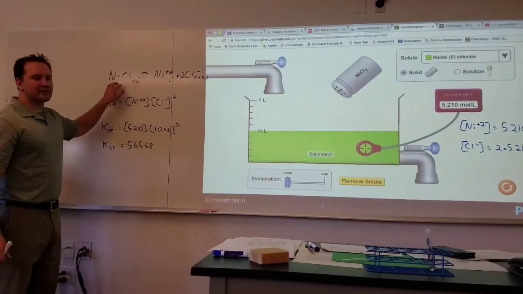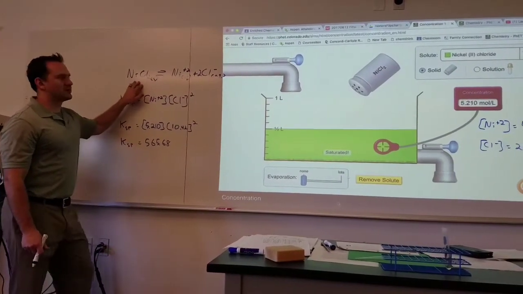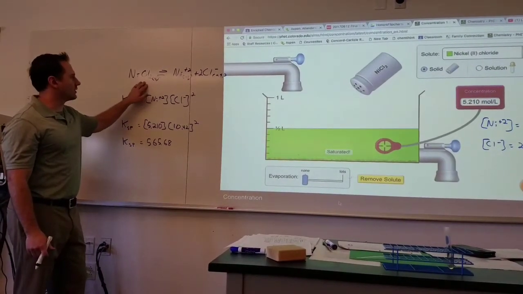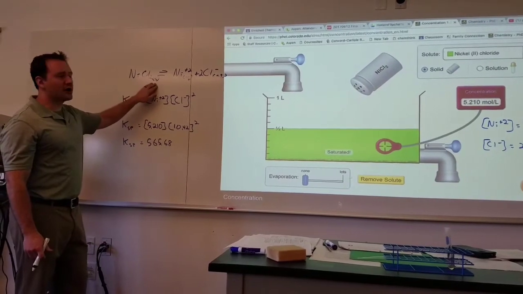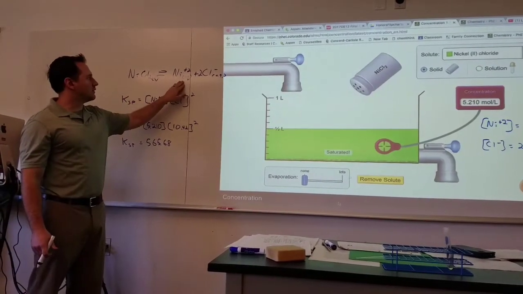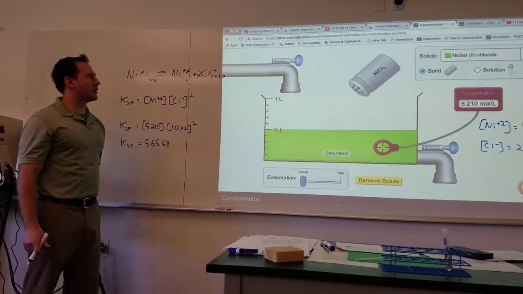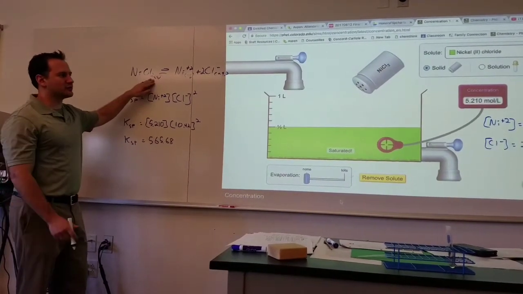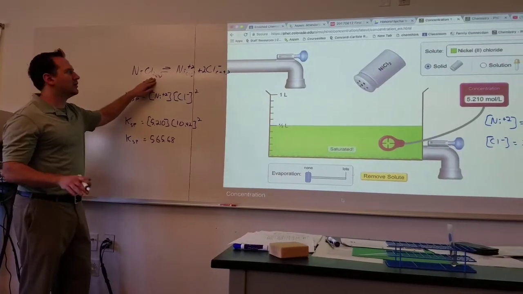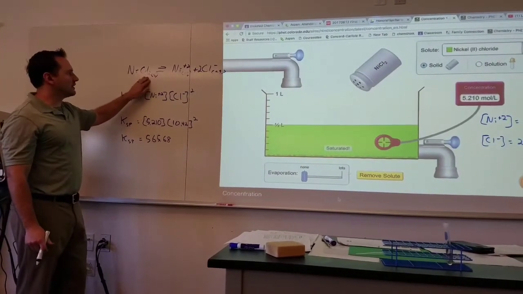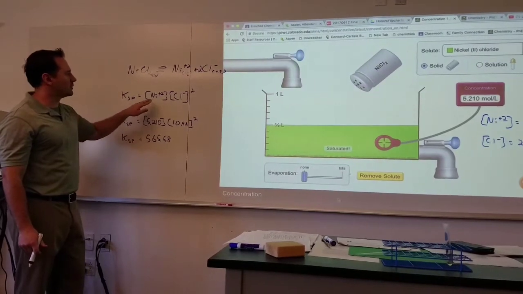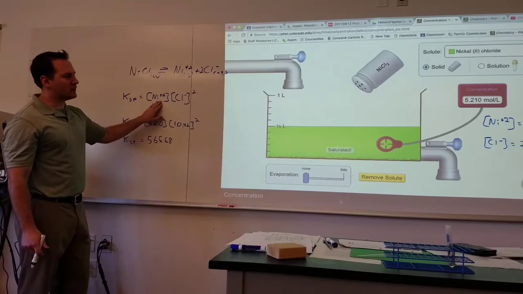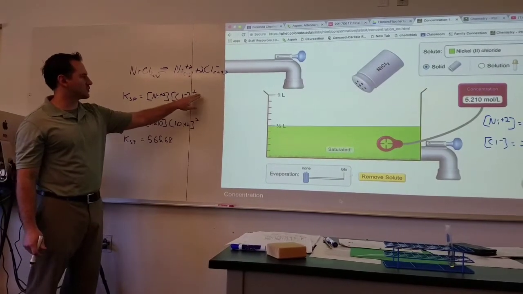Now, when we're writing this out as a K expression, we have to look at what the actual equation is for the dissolving of it. So nickel chloride, that's a solid, dissolves into nickel, the aqueous ion, and two chloride aqueous ions. Since the solid, and we saw that it doesn't matter if you add more solid, the amount of it actually doesn't impact what dissolves at all. Therefore, we can leave that solid out of the K expression, and all we would say is that our K value is equal to the nickel concentration and the chloride concentration squared.